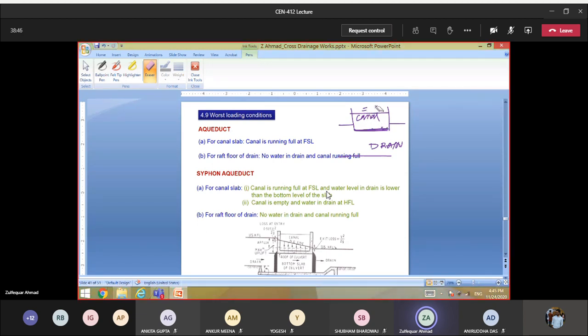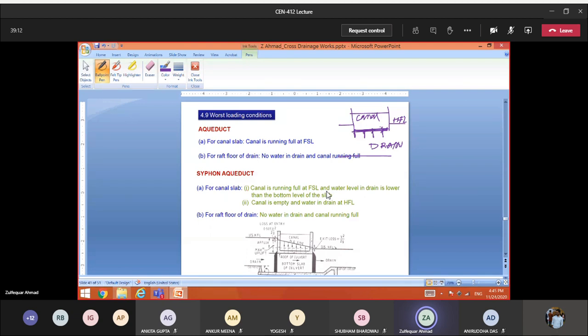I mean, this is not at the full supply level, and we have the HFL level in the drain. Only then do we have the uplift here, and this will be the force acting in the upward direction. So this slab here is to be designed both ways. The force acting from the top is the one condition.